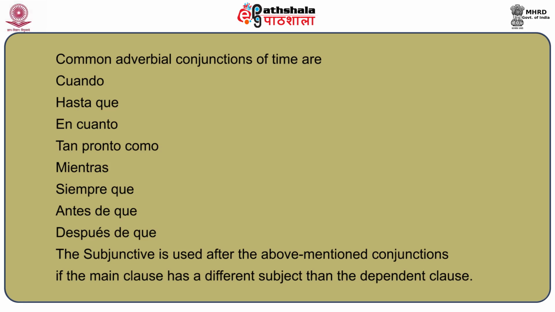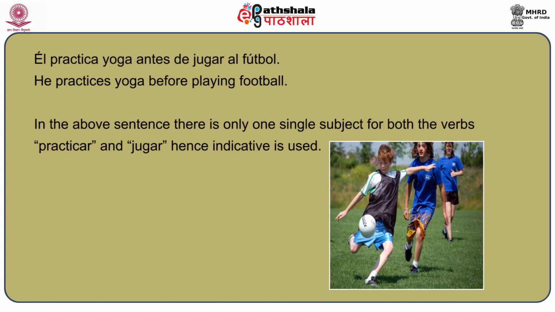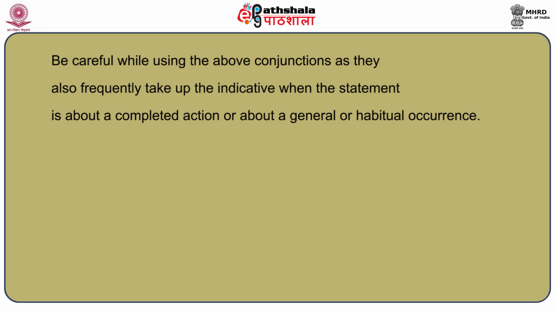The subjunctive is used after the above mentioned conjunctions if the main clause has a different subject than the dependent clause. Él practica yoga antes de jugar al fútbol. He practices yoga before playing football. In the above sentence, there is only one single subject for both the verbs practicar and jugar. Hence, indicative is used. Be careful while using the above conjunctions as they also frequently take up the indicative when the statement is about a completed action or about a general or habitual occurrence.